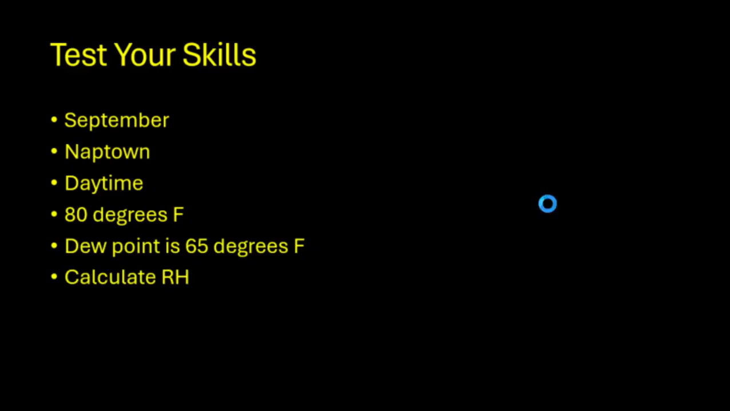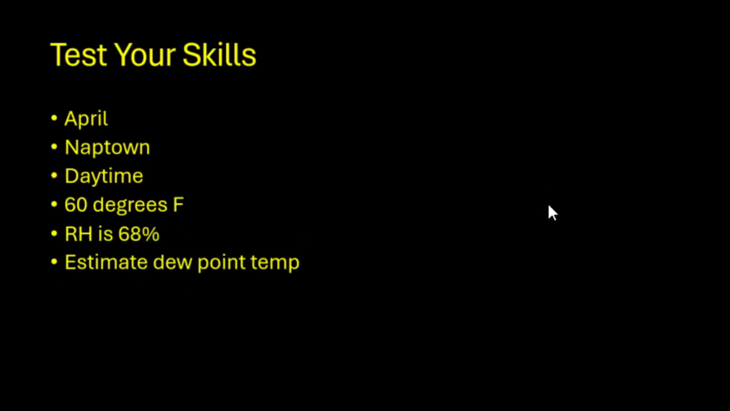Let's see if you can do this on your own. September, Naptown, daytime, 80 degrees Fahrenheit, dew point 65. You need to calculate the RH. Now you got April, Naptown, daytime, 60 degrees Fahrenheit, relative humidity is 68%. You can estimate the dew point.